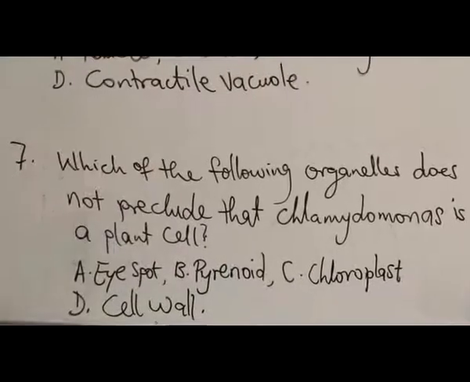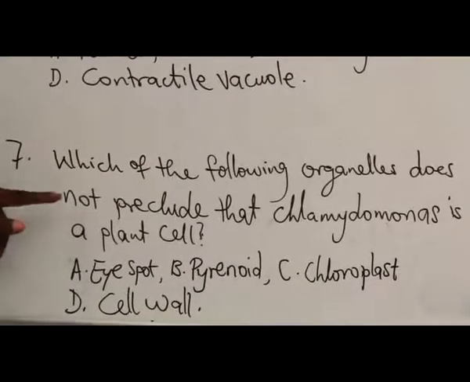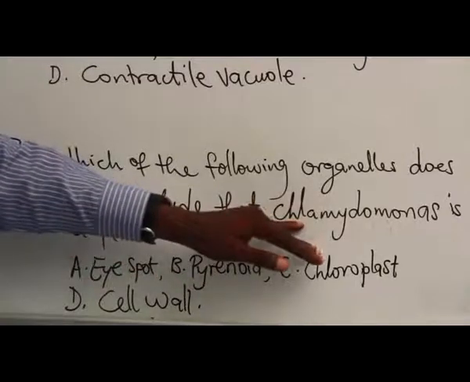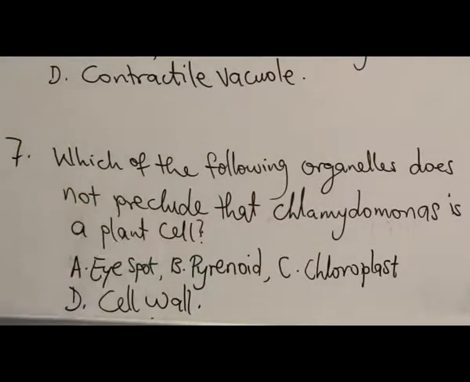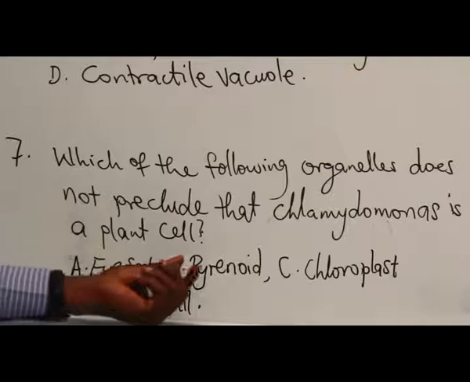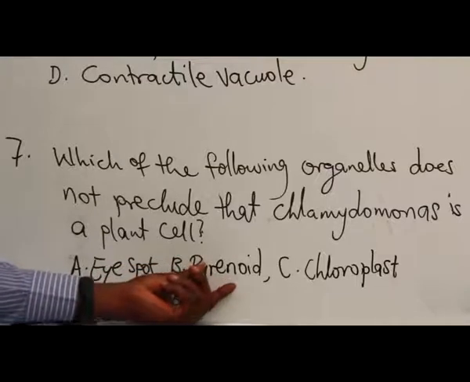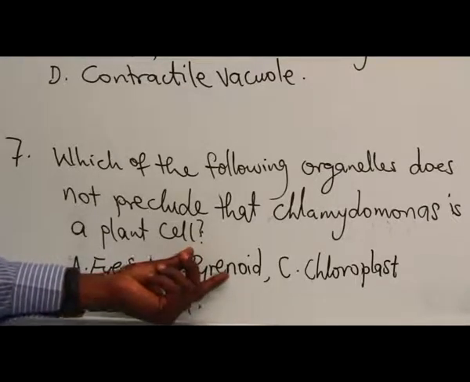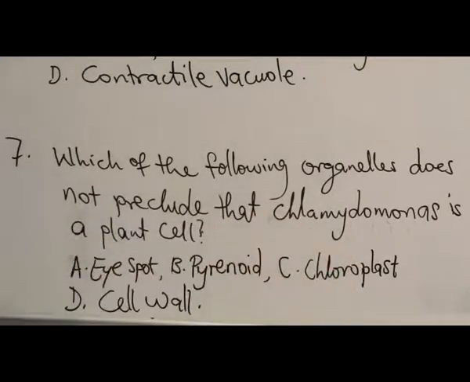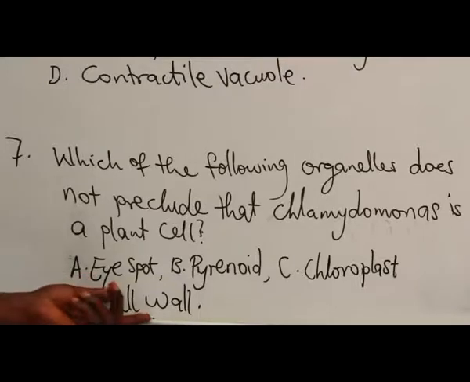Number 7. Which of the following organelles does not preclude that chlamydomonas is a plant cell? A, eye spot that is sensitive to light. B, paramylon, a protein body that stores starch. C, chloroplast for photosynthesis. And D, cell wall.